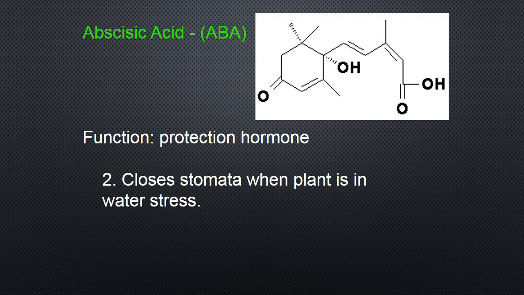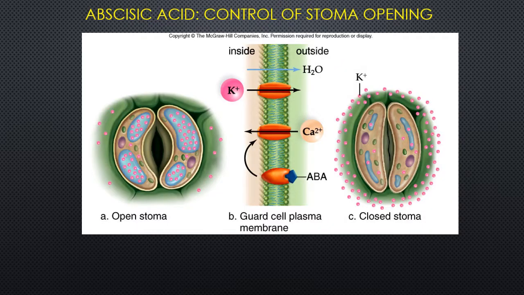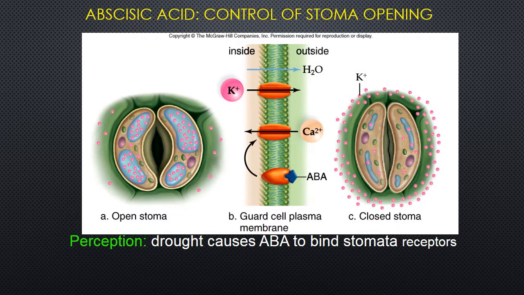And the second function of ABA is to close the stomata when the plant is in water stress. Okay, so this is something you've seen before, but I just wanted to go over it in terms of how ABA actually acts so that we understand the opening and closing of stomata in that light. So the perception then is drought causing ABA to bind to receptors in the guard cells.